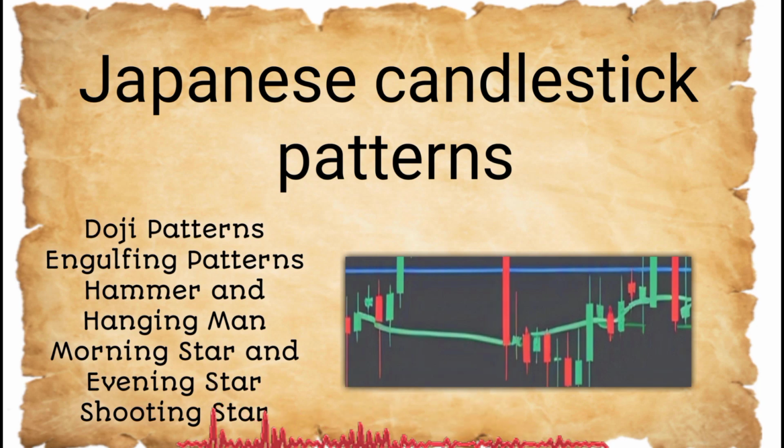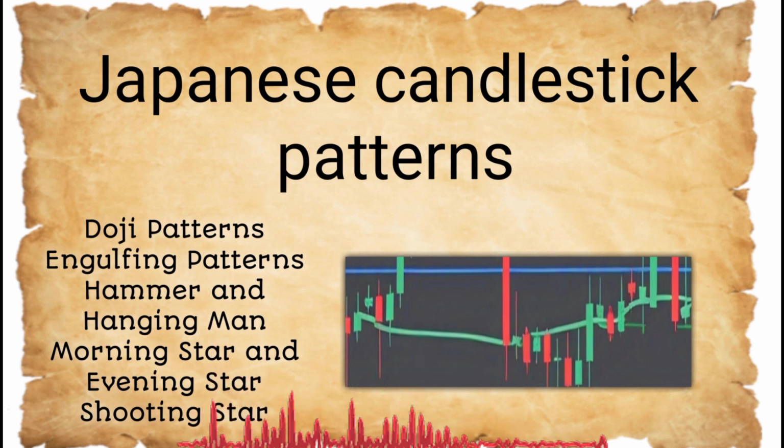Engulfing patterns, reversal signals. Engulfing patterns consist of two candles. The second candle completely engulfs the body of the first one, signaling a shift in momentum. Bullish engulfing occurs after a downtrend. A large bullish candle fully engulfs the previous bearish candle, suggesting a reversal to the upside. Bearish engulfing appears after an uptrend. A strong bearish candle swallows the prior bullish candle, indicating a shift towards selling pressure. These patterns are more reliable when they form at key support or resistance levels.